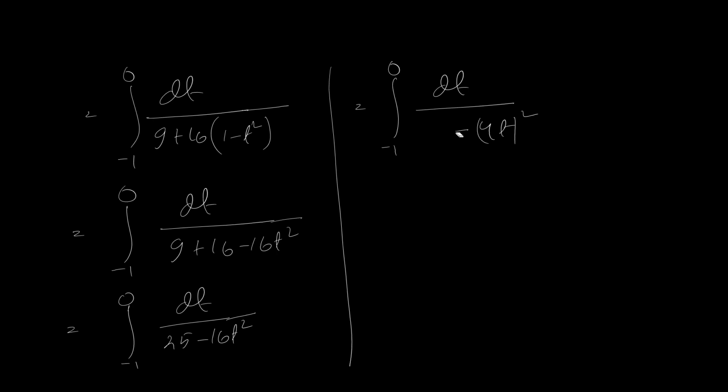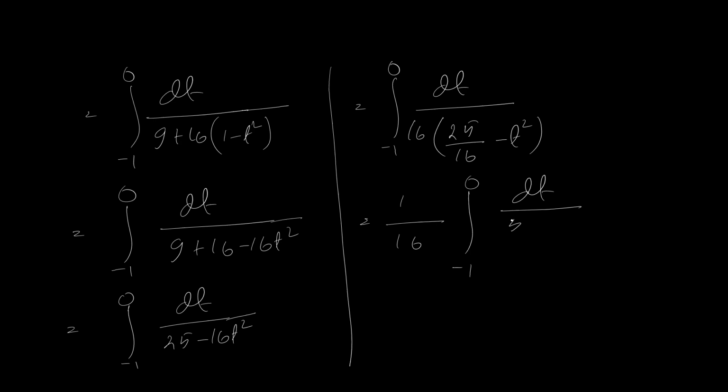Let's do one thing here. You see, this is 25 minus 16 t square, which comes in the form of a formula. The coefficient of t square, this 16, I will have to remove. So I will take 16 common, giving 25 by 16 minus t square. So this will ultimately be 1 by 16 times the integral from minus 1 to 0 of dt by (5 by 4) the whole square minus t square.